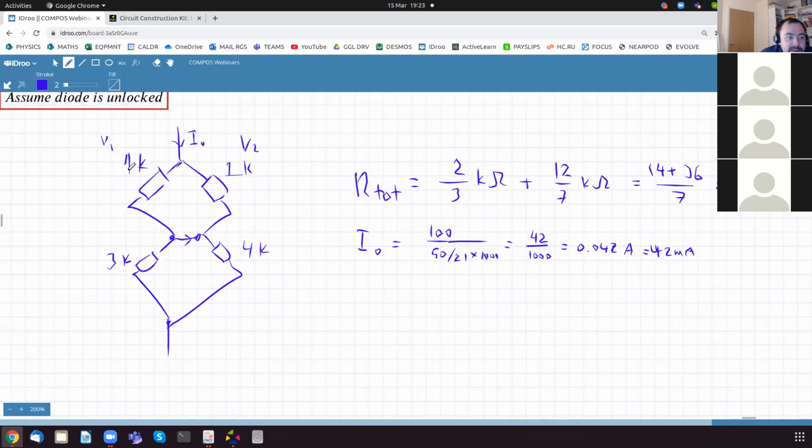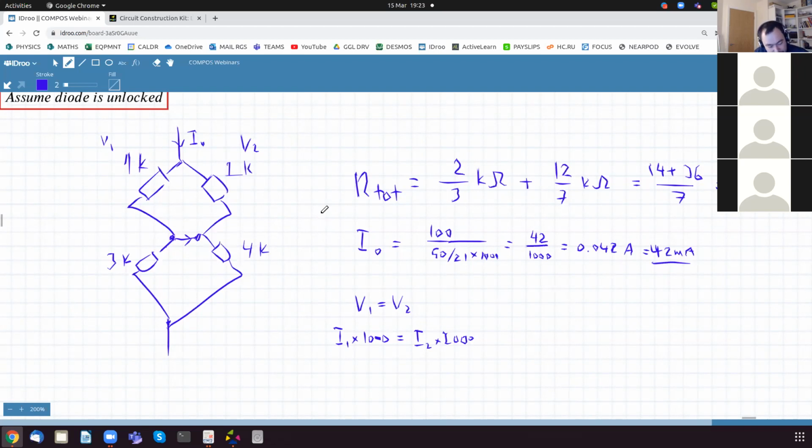So we need to say, okay, the voltage V1 is equal to V2, because if you put a voltmeter here, across this and the voltmeter here, it's going to be the same. So V1 is going to be equal to V2 because they are in parallel. So I1 times 1,000 ohms is equal to I2 times 2,000 ohms. In other words, I1 is double that of I2.